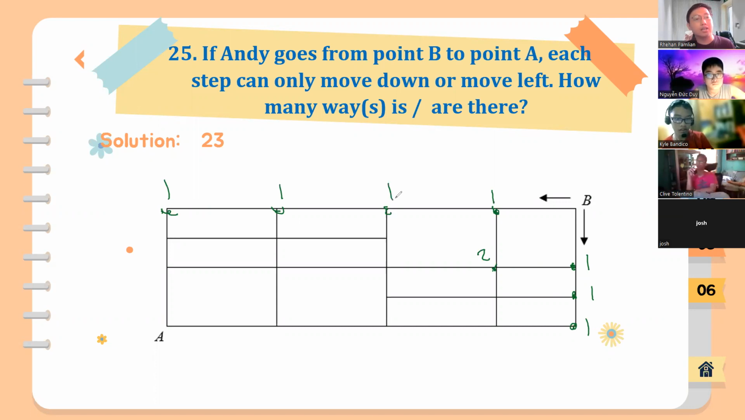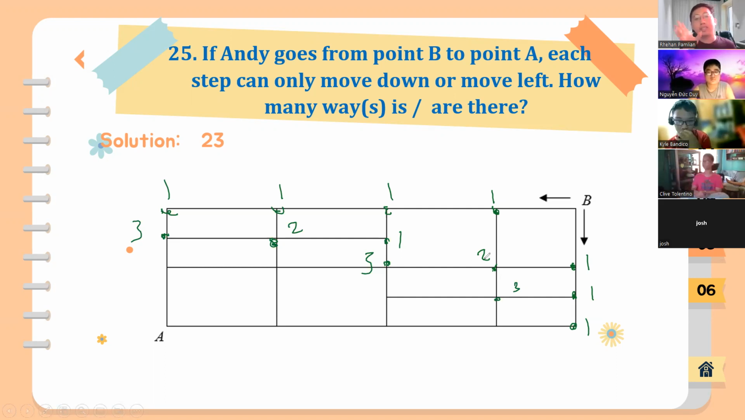One, one, one. And then the inner part here, I think there's only one way to go here. Because it either moves left, left, left, and then down. Right? To arrive here, there's two ways. To arrive here, there's three ways. To arrive here, there's three ways. So how did we identify if there are three ways there?